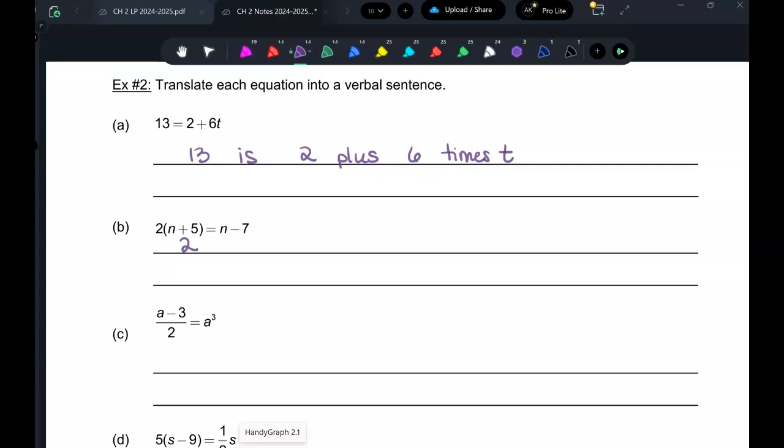2. That's already distributed or not? Okay, so I'm going to say times the sum of n and 5 is equal to n subtracted by 7. Good. 2 times the sum of n and 5 is equal to n subtracted by 7. Good. Again, this is not the only way to write it. You could even put minus 7. That's fine. I'll do the next one.